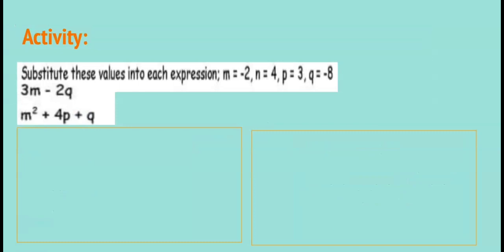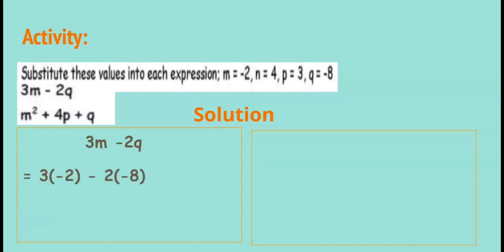So let's look at another few questions. We're going to substitute these values into the expression. So m is going to be negative 2, n is 4, p is 3, and q is going to be negative 8. 3m minus 2q. If we go ahead and substitute, we end up with 3 times negative 2 minus 2 times negative 8, which should give us negative 6, and negative 8 times negative 2 is positive 16.